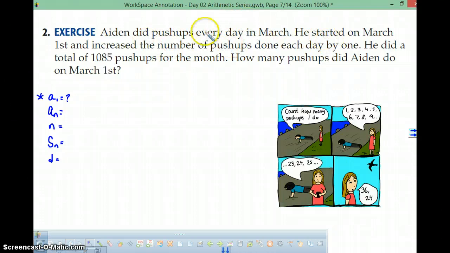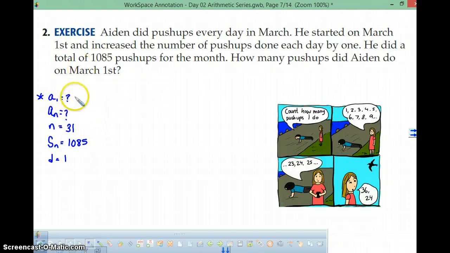He did push-ups every day in March. So how many n's are we talking about? How many terms in the series? 31 days in March. Okay. He increased the number of push-ups done each day by 1. What does that 1 plug in for? That's the common difference. He did a total of 1,085 push-ups for the month. What does that plug in for? Oh, that's easy. That's 1,085. Okay. Do we know a sub n? No. That one we leave as a question mark.